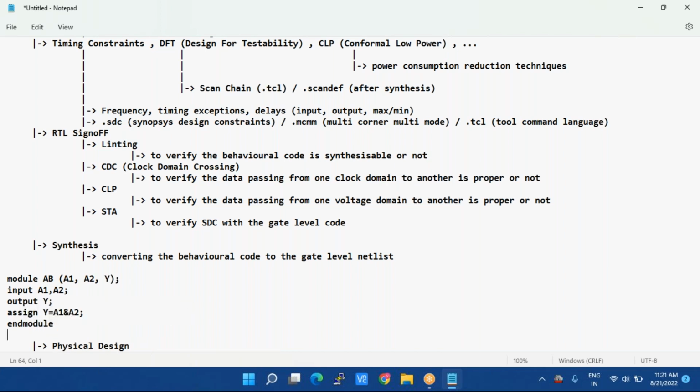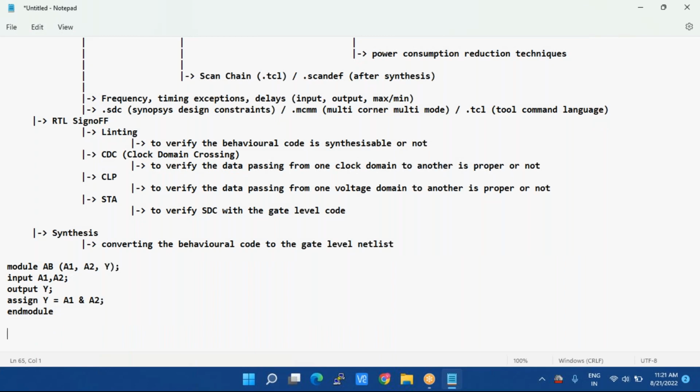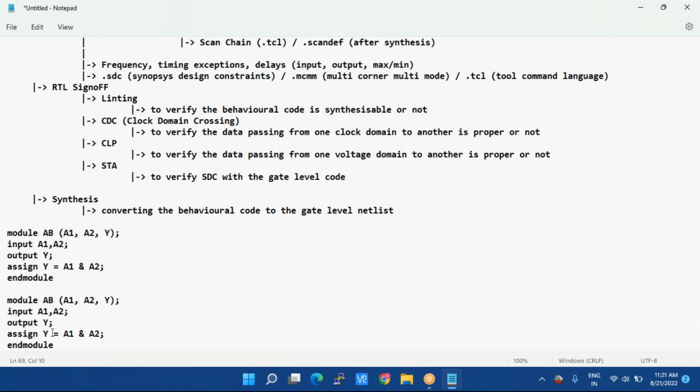So this is how basically your behavioral code looks. Each and every statement is in the format of some kind of syntax you will be providing. Now when we are talking about gate level netlist, in the same code, instead of having the assign keywords, you will be having gates.